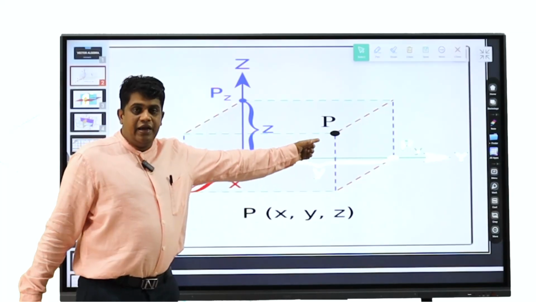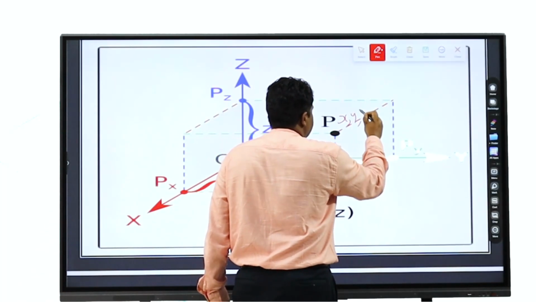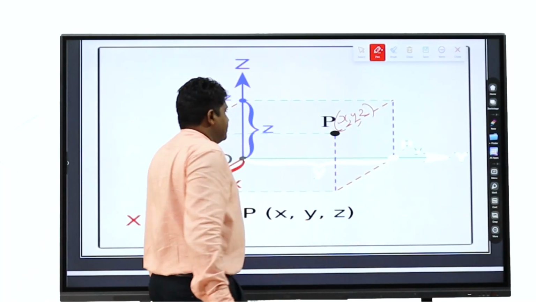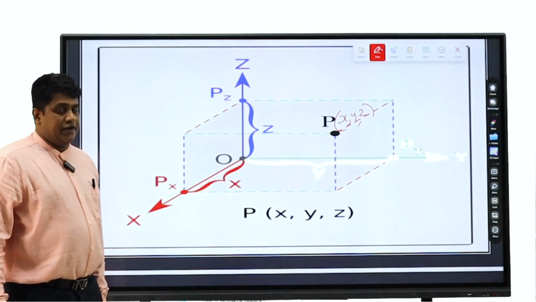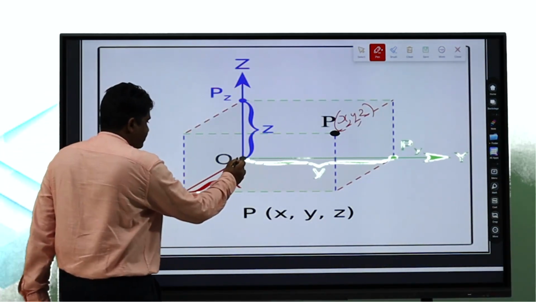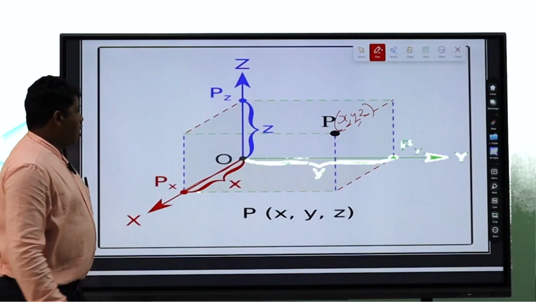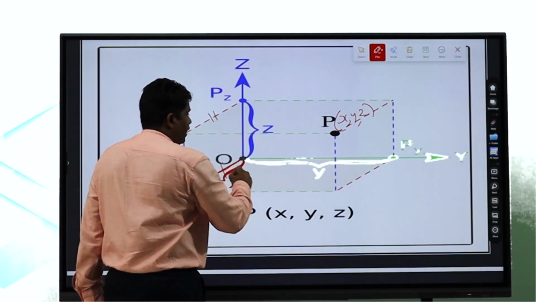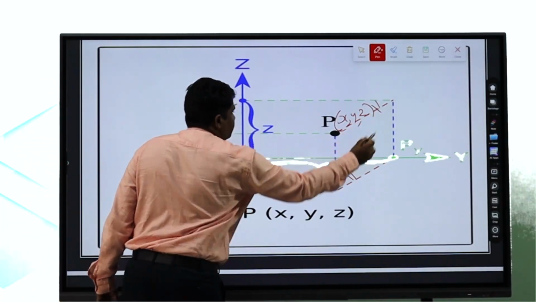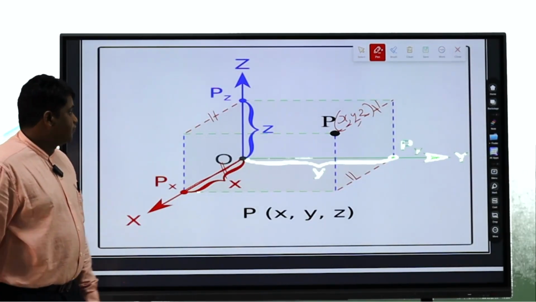Here P is a point and its coordinates are x, y, z. Its x coordinate is here in the red line, that is Px. All red lines are equal, because all these are the edges of the same cuboid.